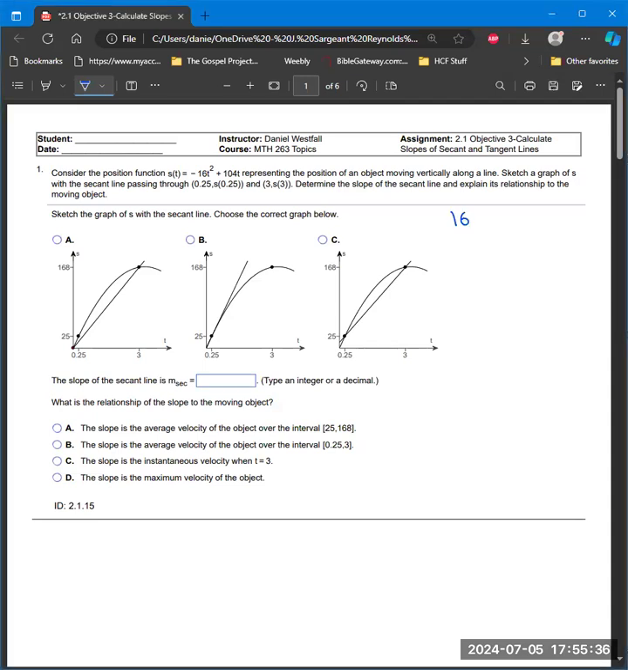So I get 168 minus 25 over 3 minus 0.25. 168 minus 25 is 143 over 3 minus 0.25, which is 2.75, and 143 divided by 2.75 is 52, and that is the slope of the average velocity of the object on the interval from 0.25 to 3.